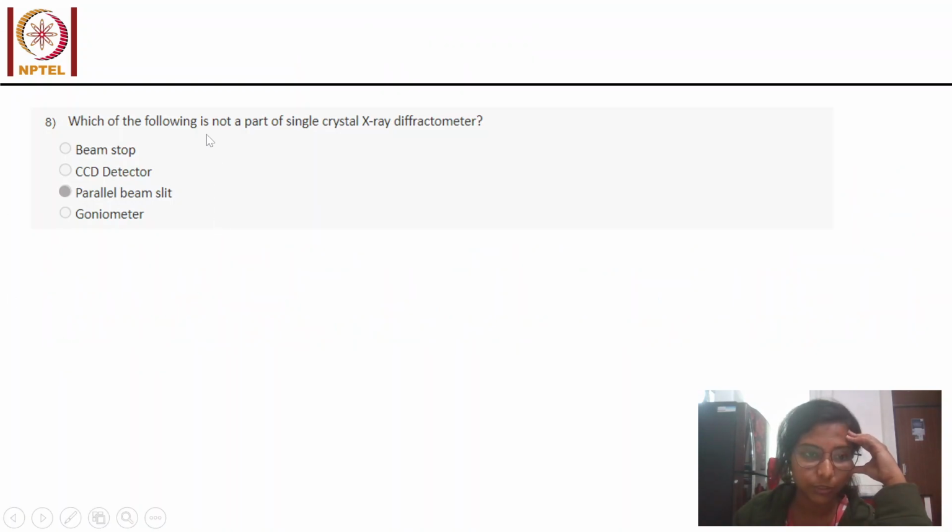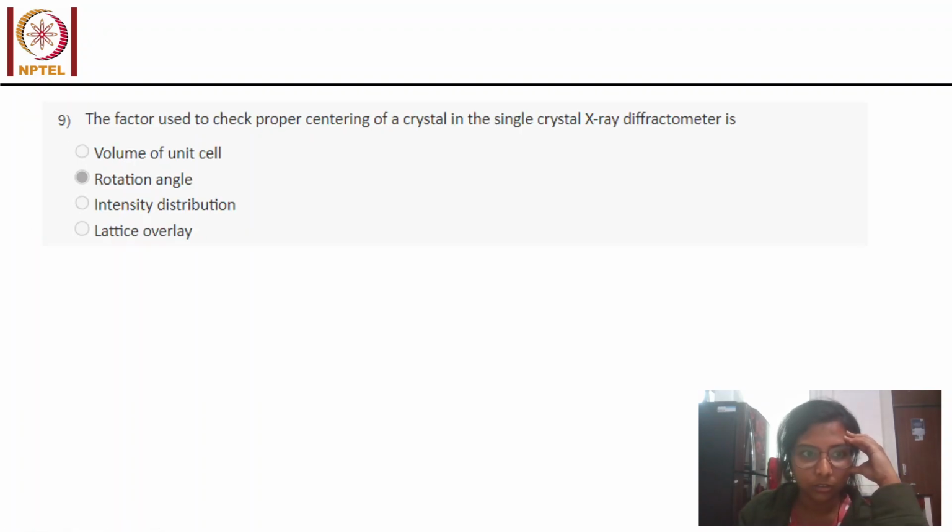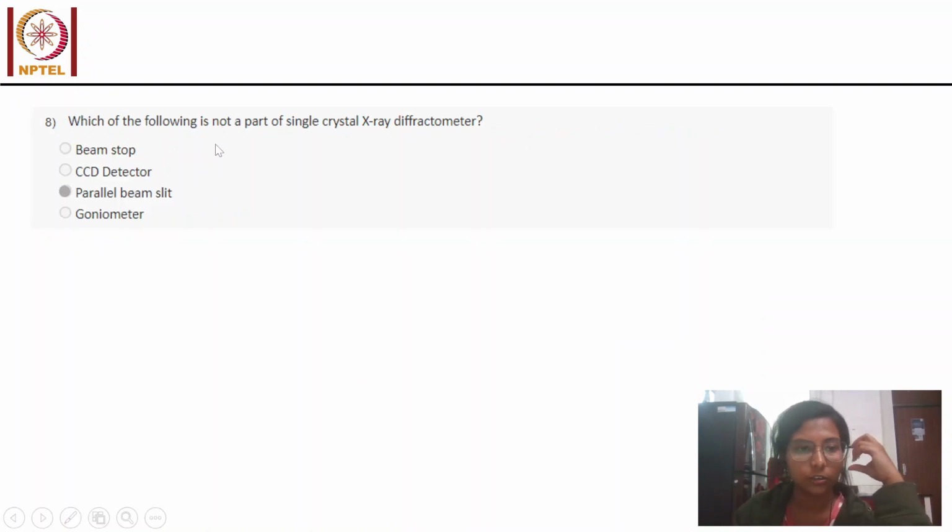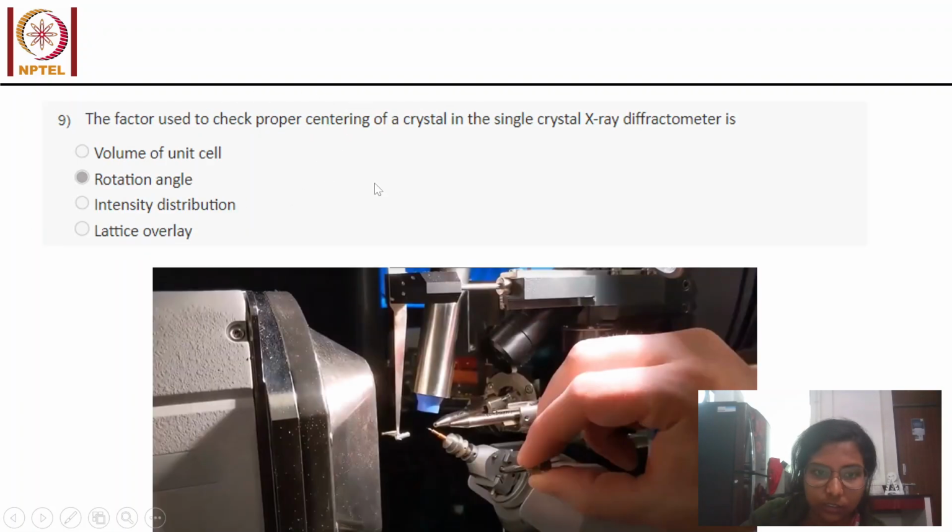Which of the following is not part of the single crystal X-ray diffractometer? So, I hope you know what these things are. What is the beam stop? What is the detector? And goniometer and all. So these are all parts of the single crystal diffractometer.